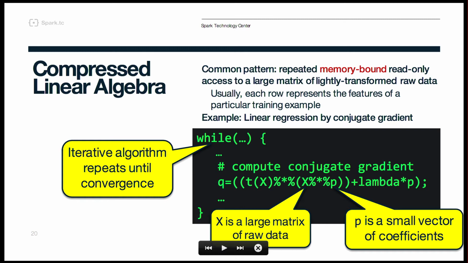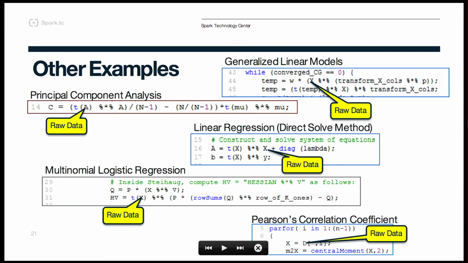Here's an example, linear regression, same problem as we showed earlier, but this time with the conjugate gradient method, which is able to handle a larger variety of loss metrics. In this case, you're iterating over the input data x and constantly recomputing a new gradient. So this pattern occurs over and over again in lots of different algorithms, this repeated access to the large training data.